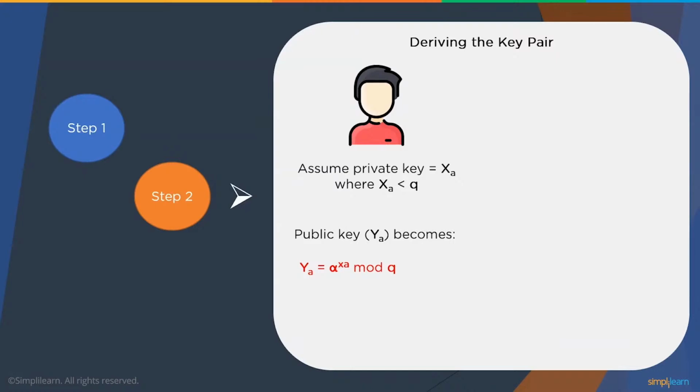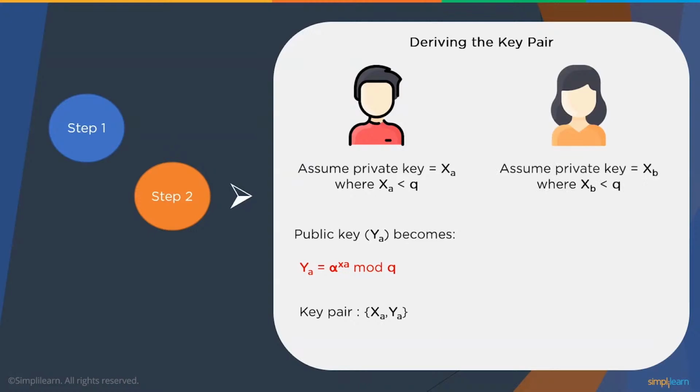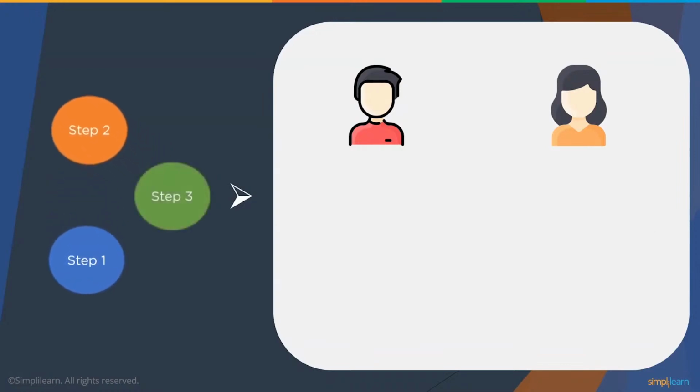Now that we have both the private key and the public key settled, the key pair of the first user becomes xa and ya. Similarly, for the second user, let's say the private key is supposed to be xb, which must also be less than q. The public key of the second user can also be calculated using the formula alpha to the power xb mod q. Similar to the first user, the key pair will have both the private key and public key, which becomes xb and yb.